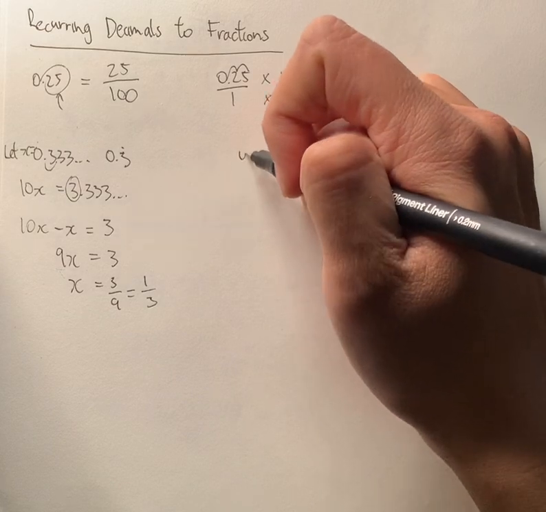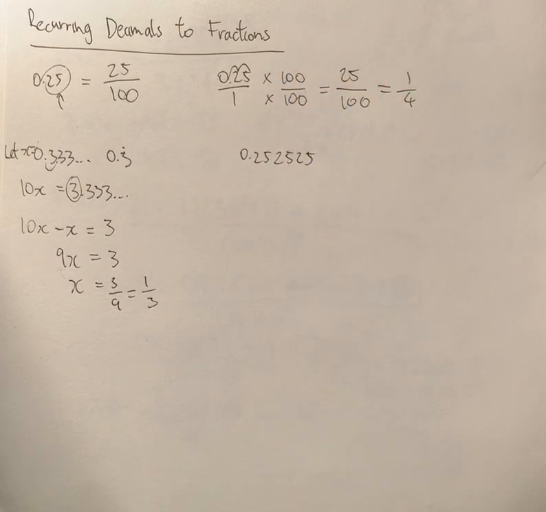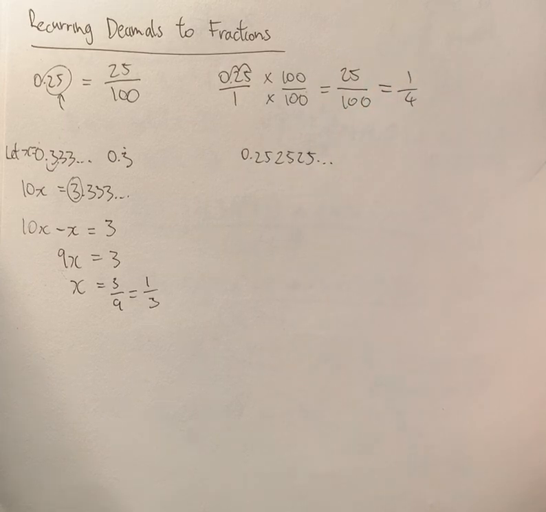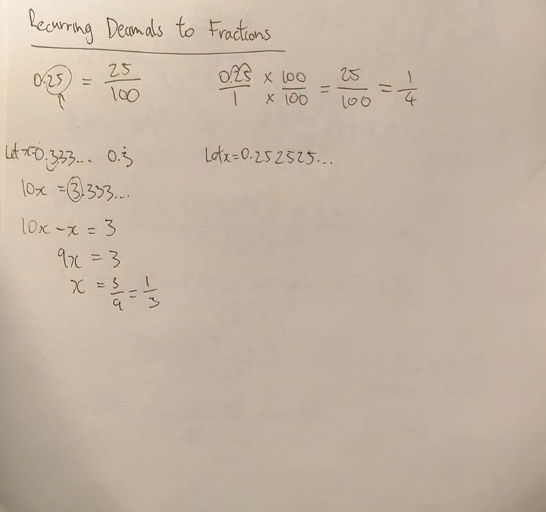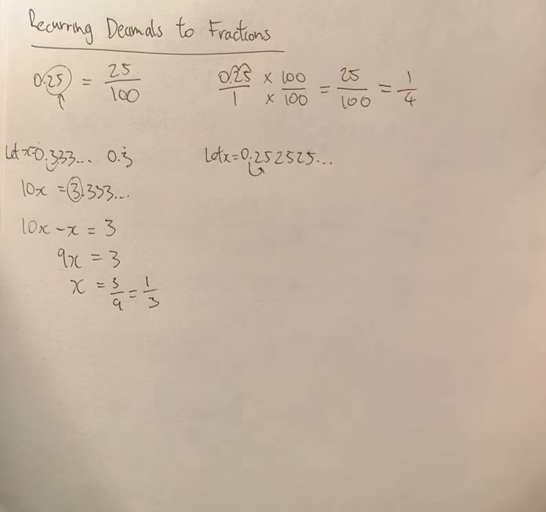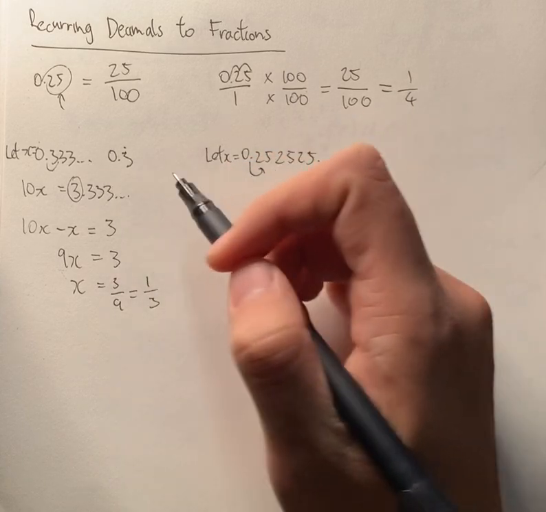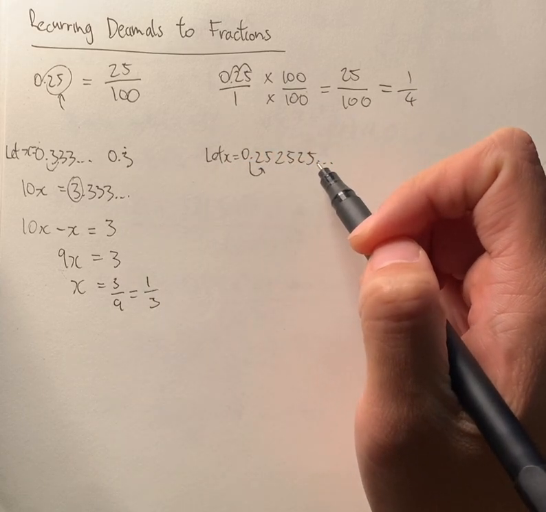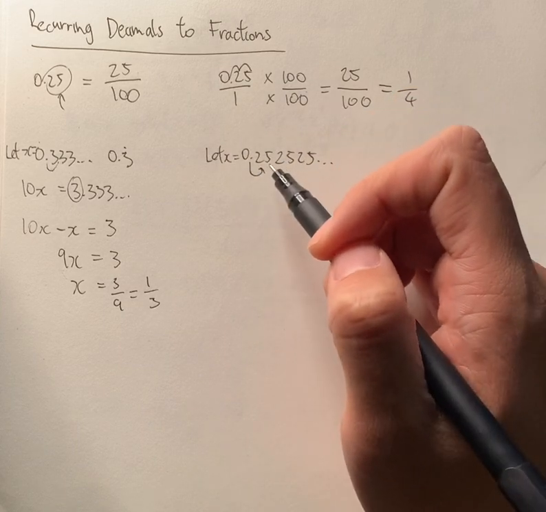We'll try another one. Let's see what happens when we have one a little bit more interesting. Here we have 0.252525, and of course that comes recurring. We let x equal this, of course. This time we have a problem. If I try to multiply this thing by 10, we move this decimal point one place across, we're going to get 2.525252, which is actually different to the original decimal, which is 0.252525. So we're not going to be able to multiply by 10 here to get a creative solution.